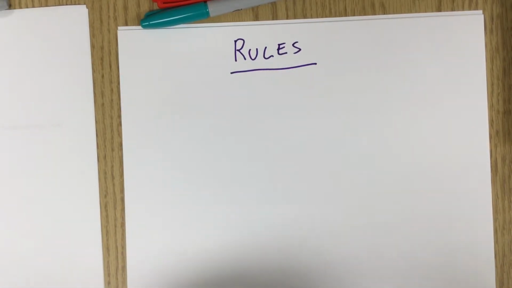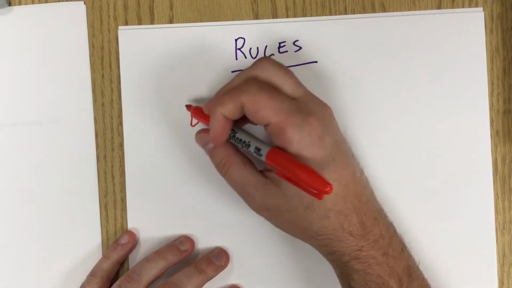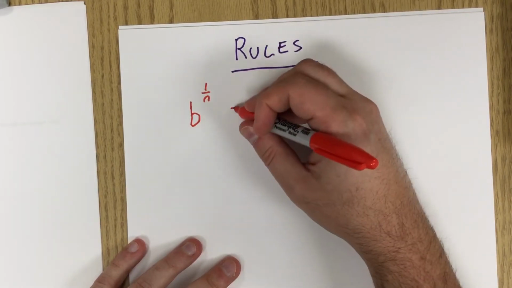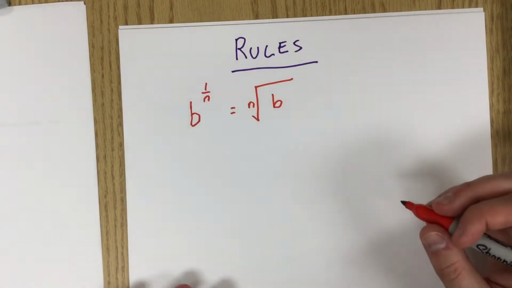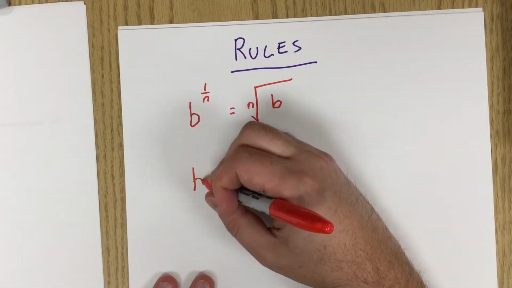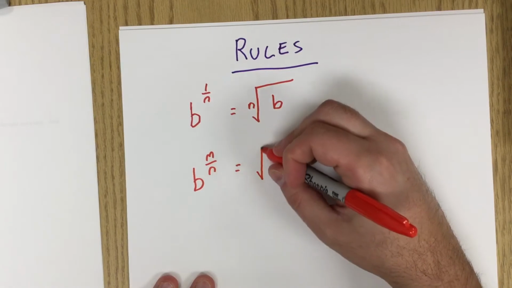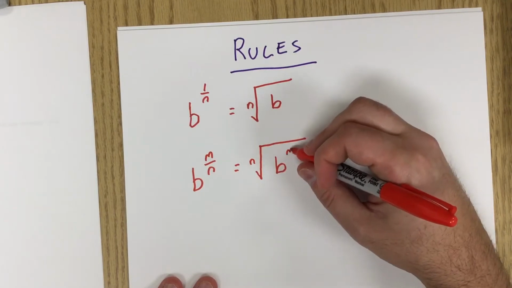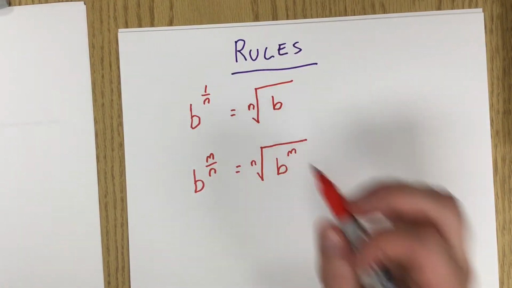So, to summarize what we had before, I'm going to write it out as 3 rules. So if we have some base to the power of 1 over n, then that's going to be equal to the nth root of that base. And if we have a base to a fractional exponent of m over n, that's going to be the base to the nth root, but to the mth power. So it's going to be b to the top part and to the nth root.